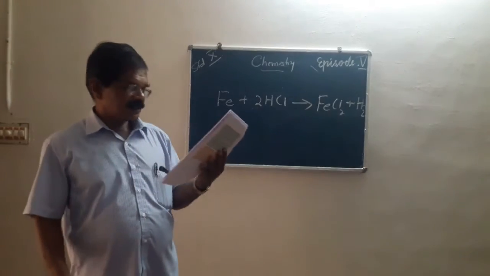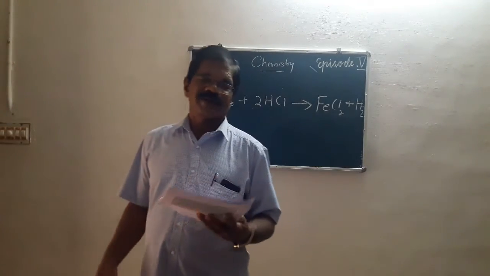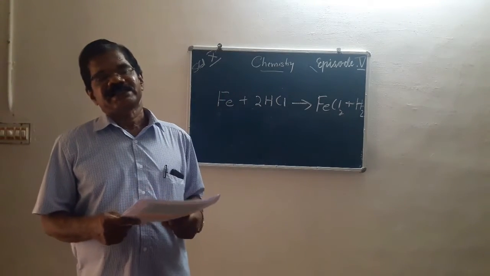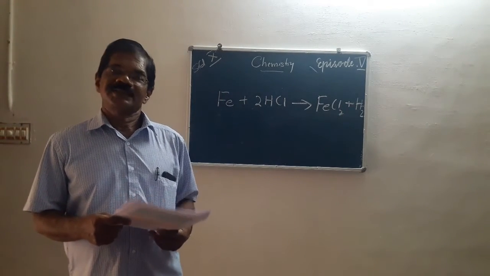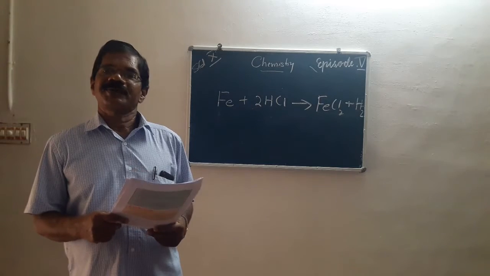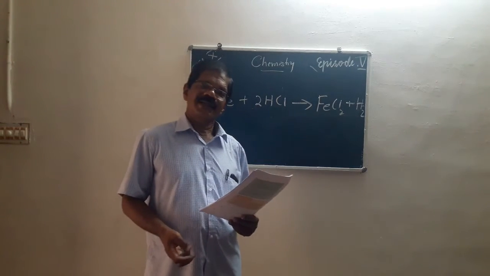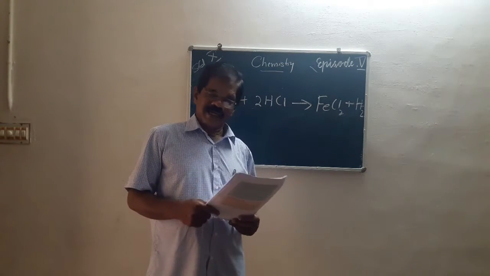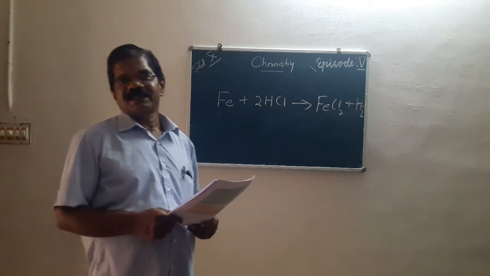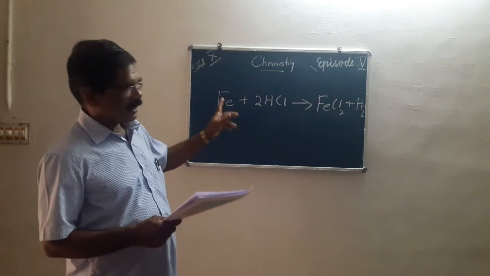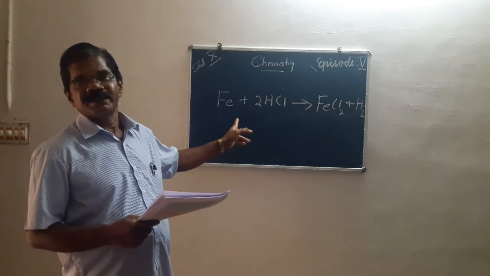What happens? You have a general idea. Any metal reacts with the acids. The products are salt and hydrogen. Any metal, if it is reacting with the acids, produces hydrogen and salt. Iron, magnesium, zinc, or any metal.